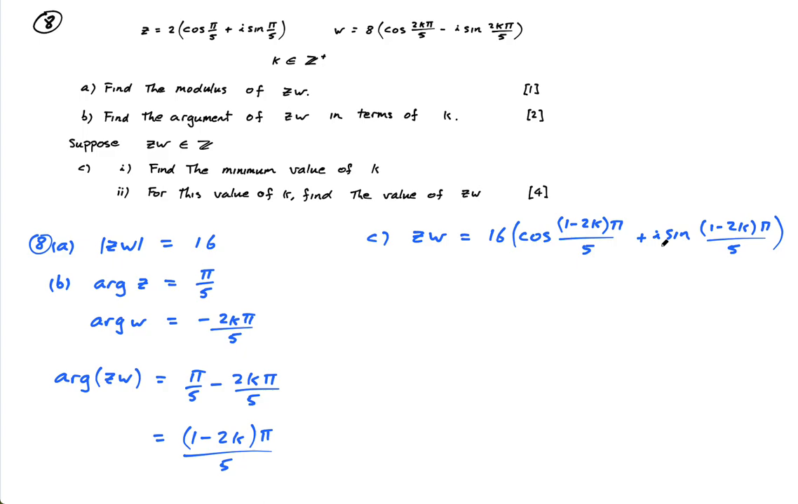Now, if it's an integer, there needs to be no imaginary part. How can I get no imaginary part? Well, I need the sine of this to be 0. How can I get the sine of this to be 0? Well, let's write it 1 minus 2k over 5 times pi. This must be a multiple of pi.